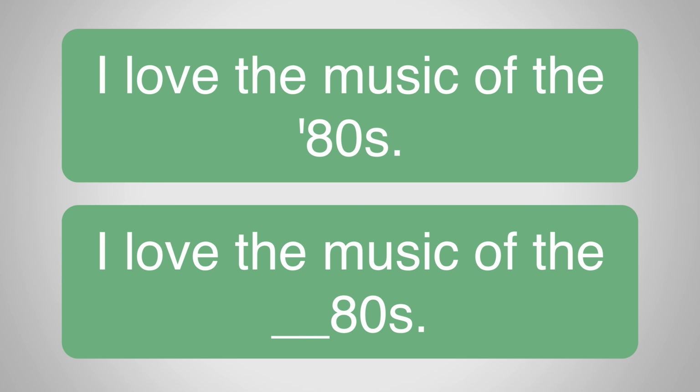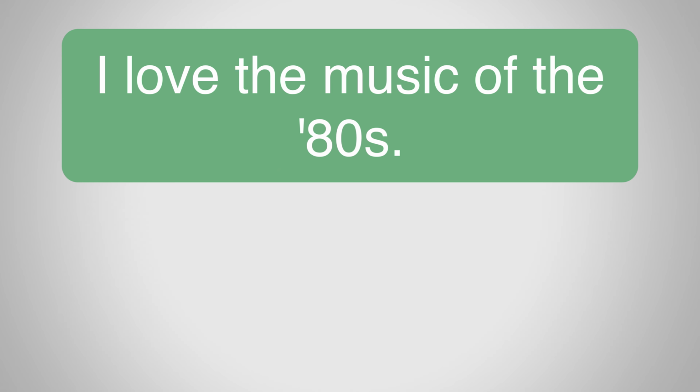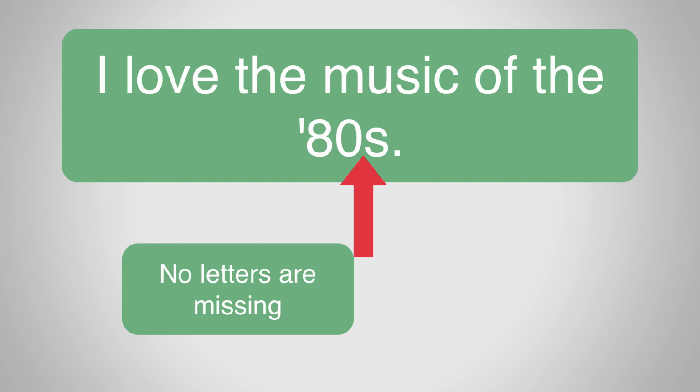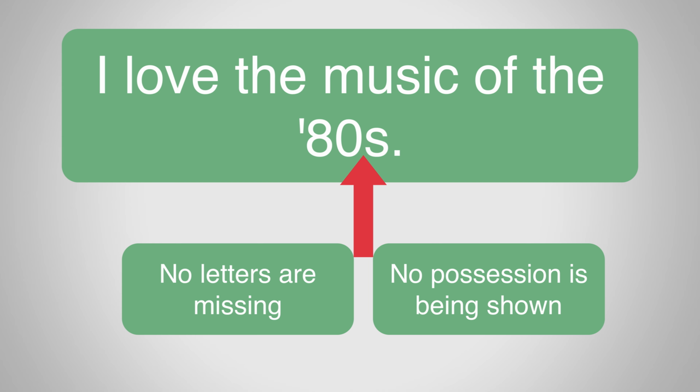We'll assume that it's the music of the 1980s that Ben loves so much, so the apostrophe is replacing the number 19. Notice how there's no apostrophe between the number and the letter S. This is because no letters are missing and no possession is being shown.